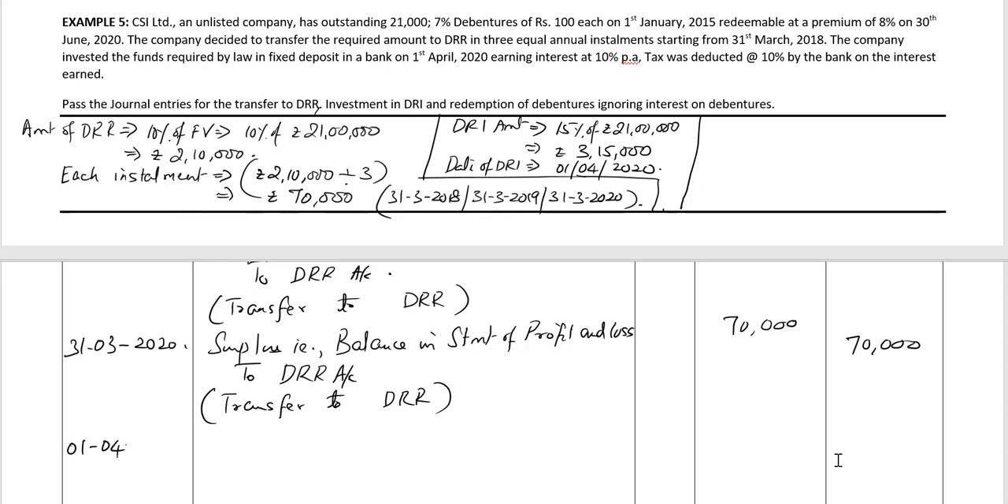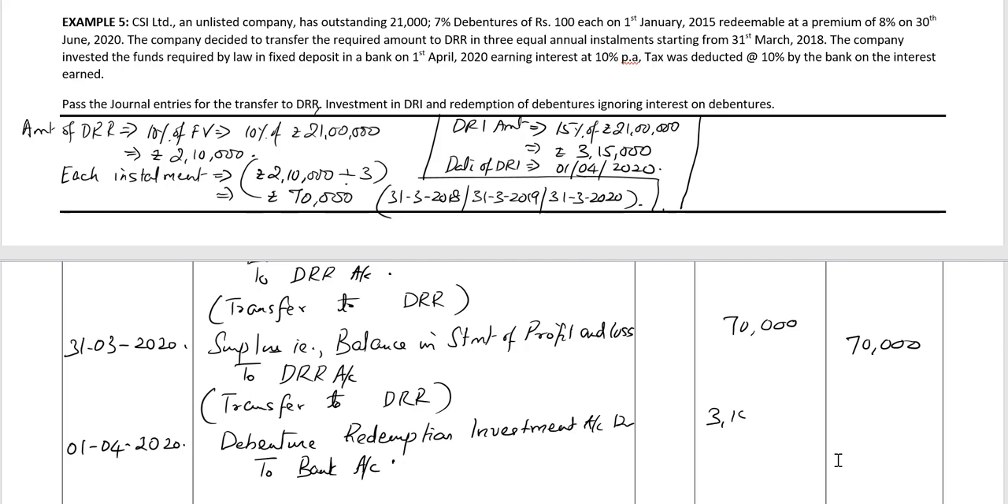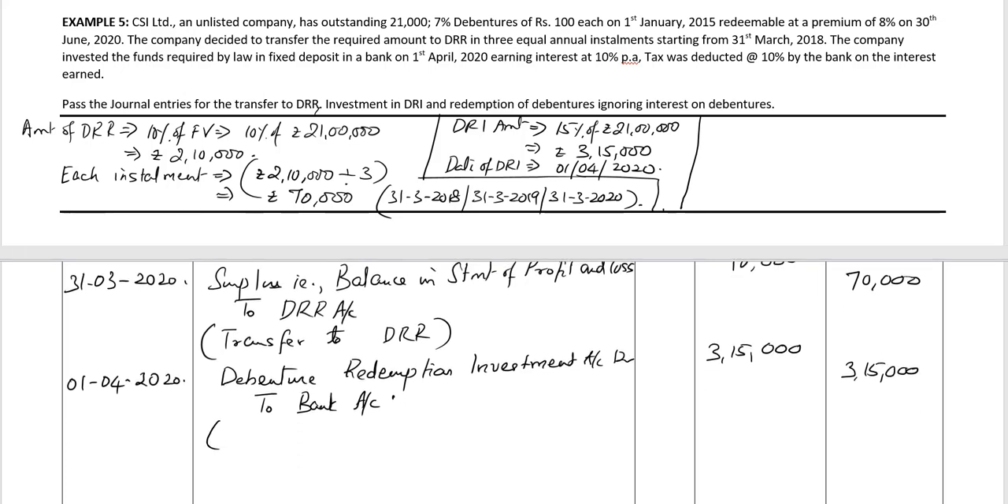The next entry, we will make the investment 1st April 2020, debenture redemption investment account debit, to bank account. As per the calculation, investment to be made 3,15,000 rupees. For debenture redemption investment made.